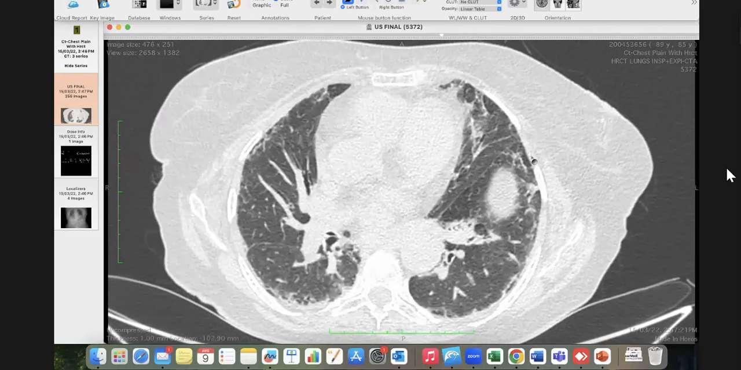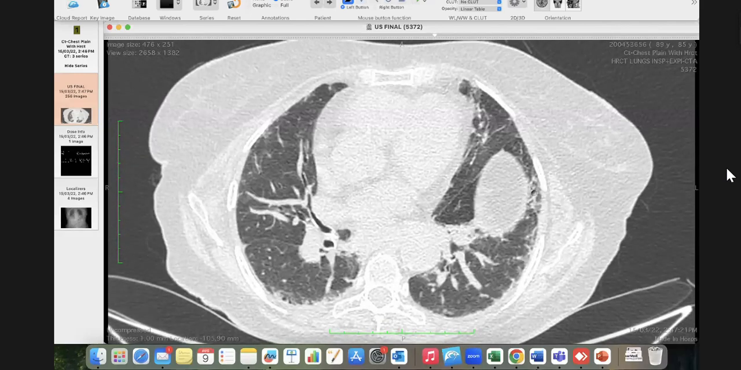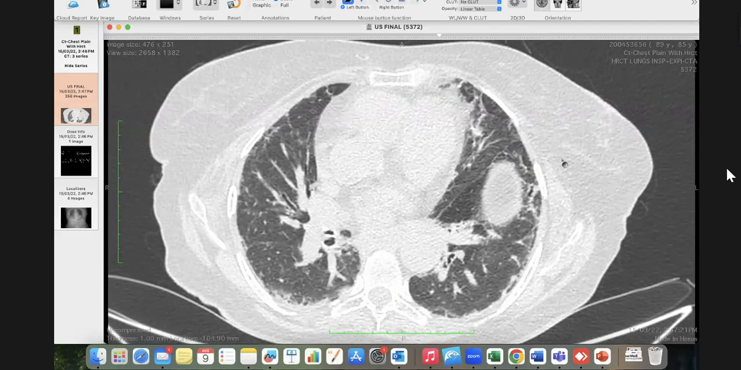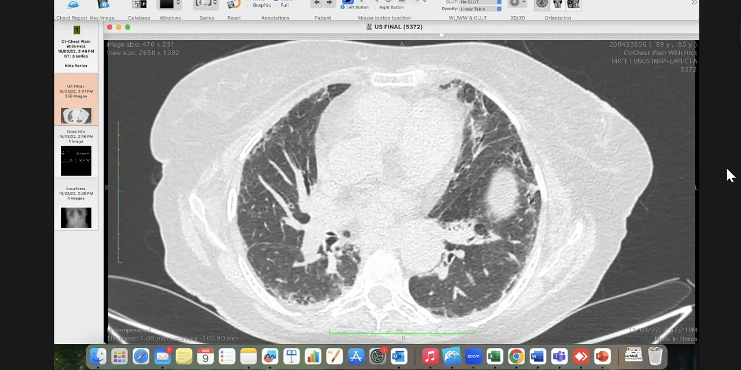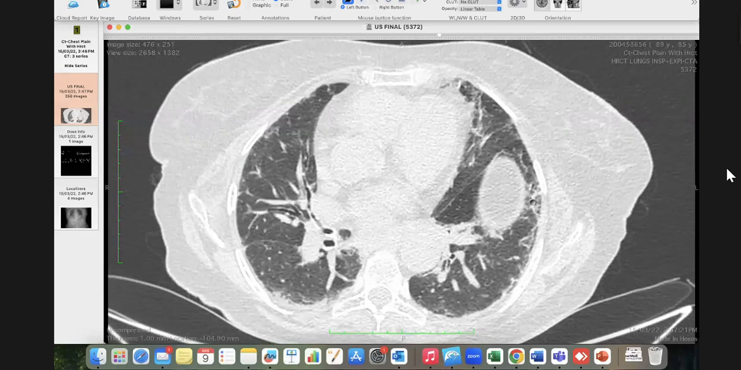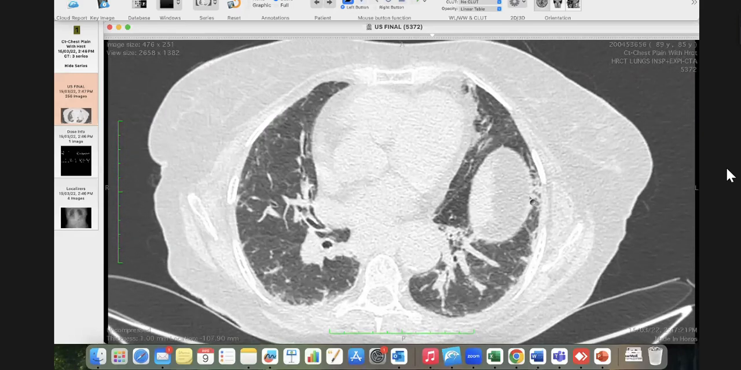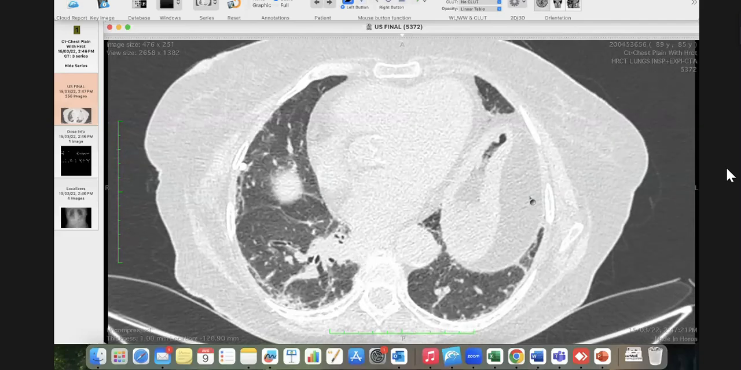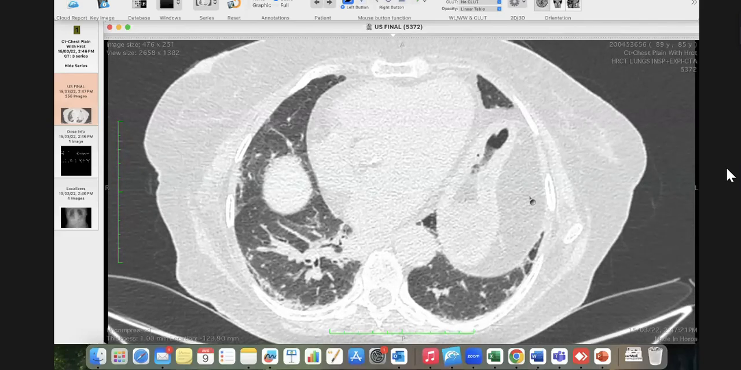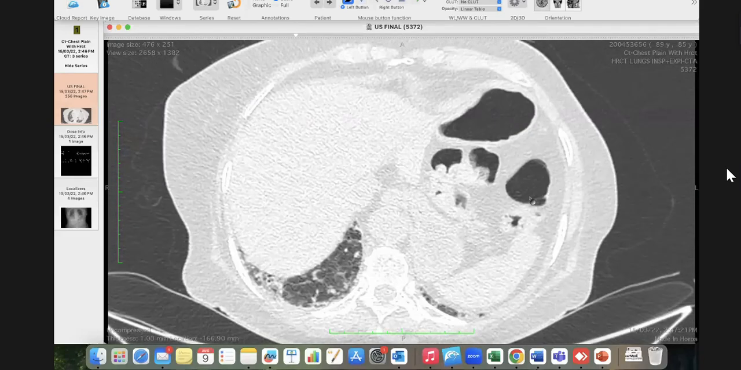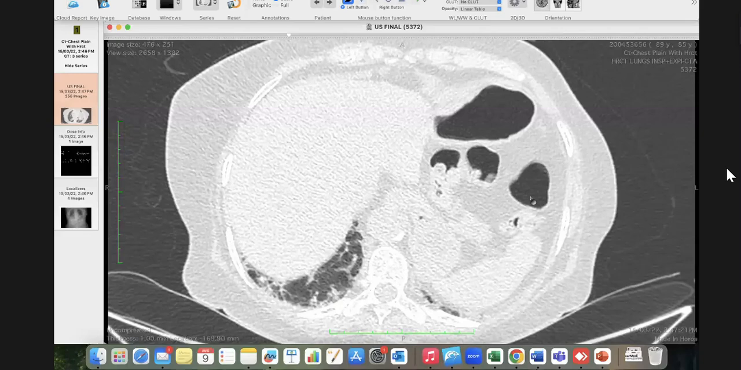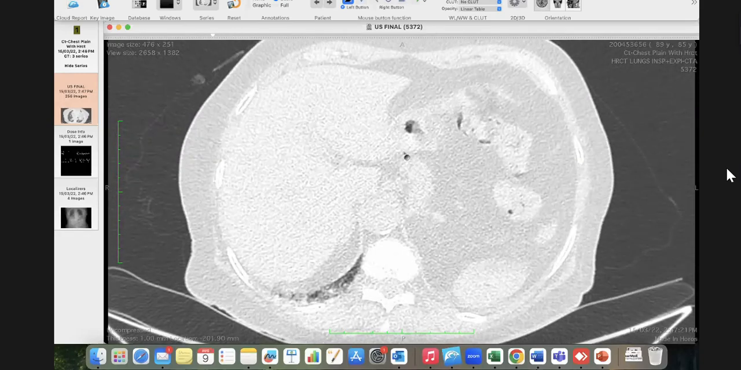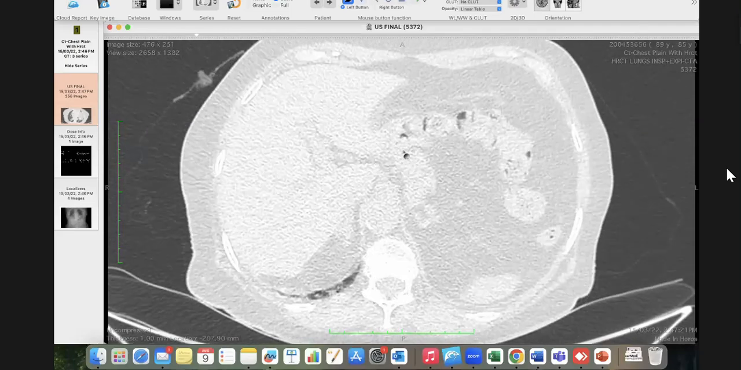And I see some traction bronchiolectasis like here. I hope you can spot this, right? But I'm going down. There is traction bronchiectasis. However, I have failed to spot any clear-cut honeycombing. So this is slightly different.